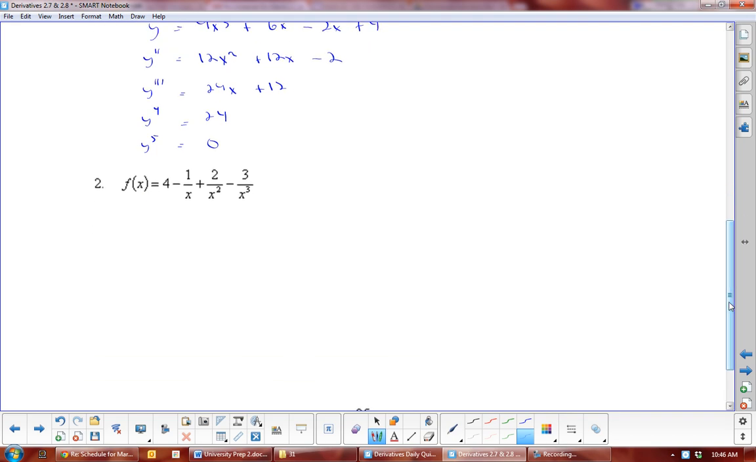Okay, now how would you tackle 2? Now 2, you can use the quotient law if you're crazy and love doing lots of complicated work, or I would just get everything to negative exponents, then do it that way all the way through. So we should probably write it as negative exponents first. So that's 4 minus x to the negative 1 plus 2x to the negative 2 minus 3x to the negative 3.